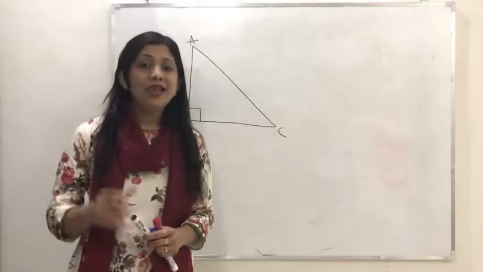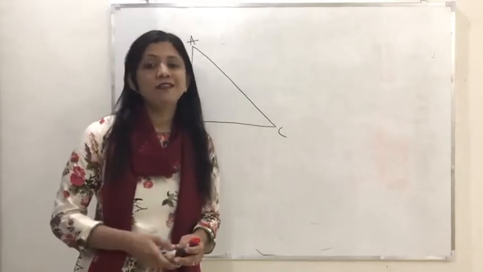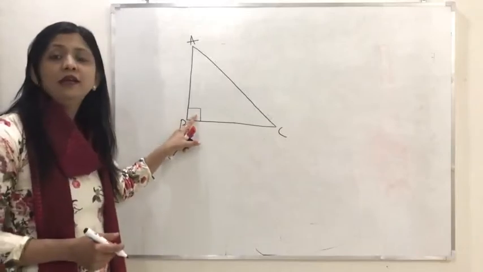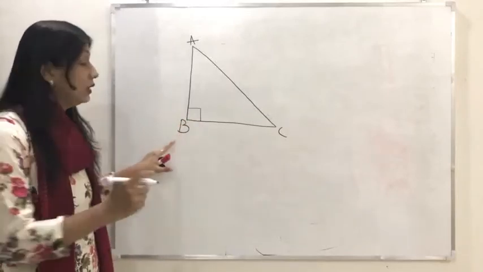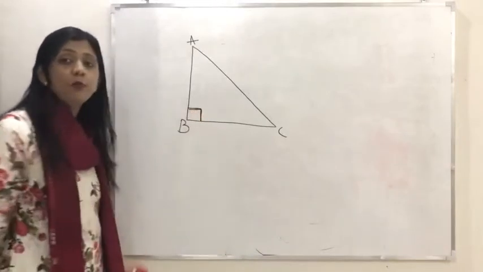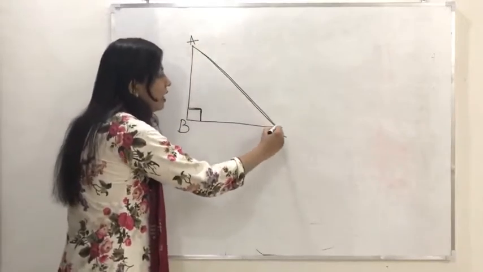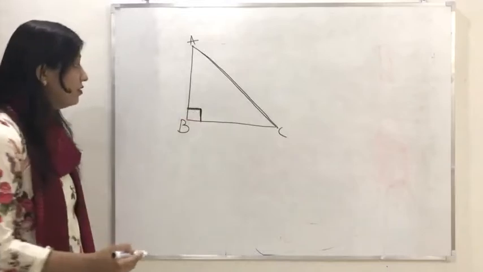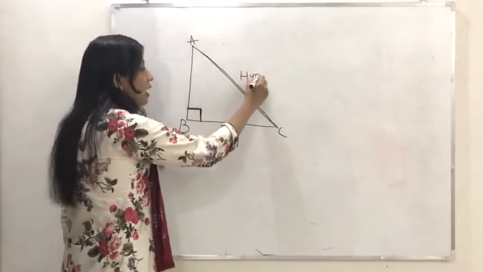So now let's first learn what is perpendicular, hypotenuse and base. Suppose I have a right angle triangle which is right angled at B. So the side opposite to this right angle, which side is opposite? AC. Side AC is opposite to this right angle. So always the side opposite to the right angle will be your hypotenuse.